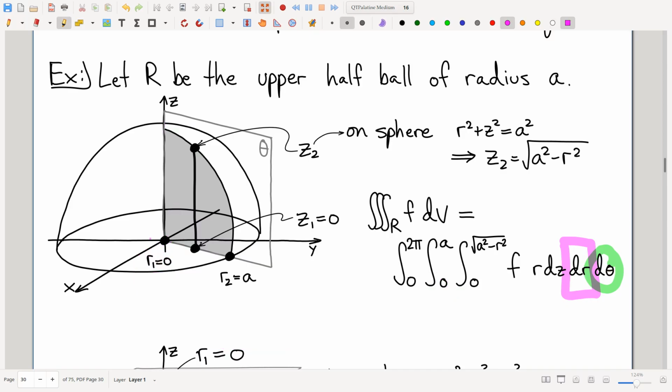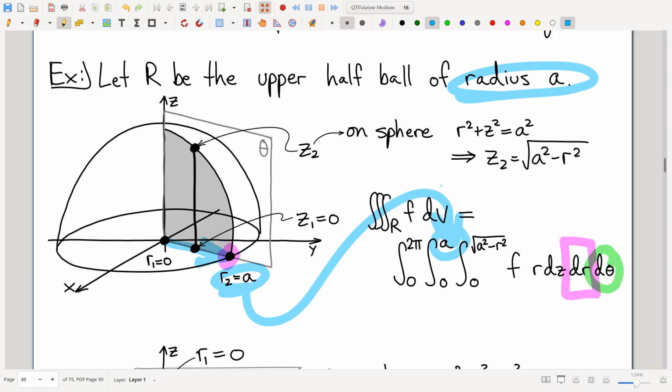The last slice, as we discussed, is there. And here's where we capitalize on a nice little detail. The value of r at that point is also a radius, and this is a ball of radius a. So that means r2 is a. Nice. Everybody happy?